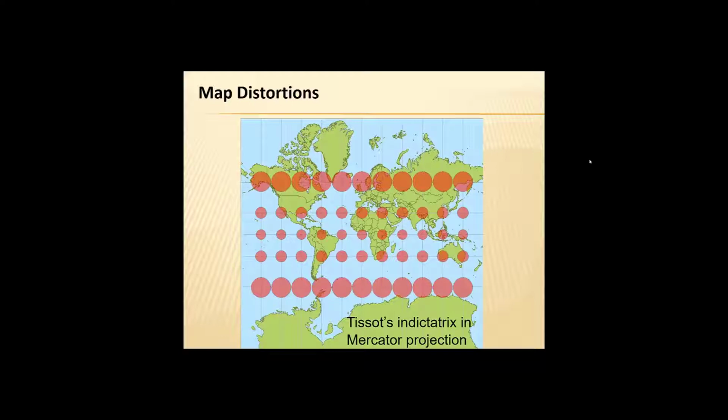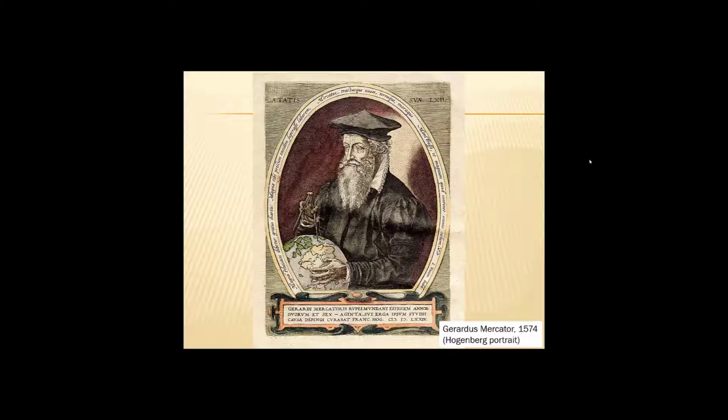But note, shape is okay as long as it's in a local area; then you're all right. But not so great for world maps, as our friend Mercator can say, for sure.